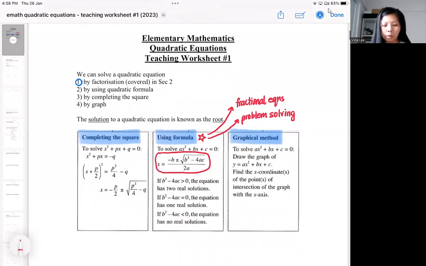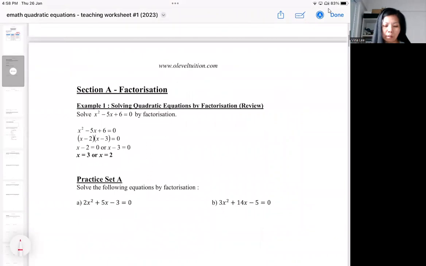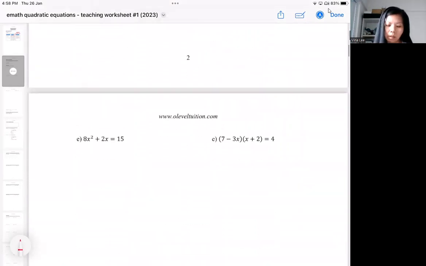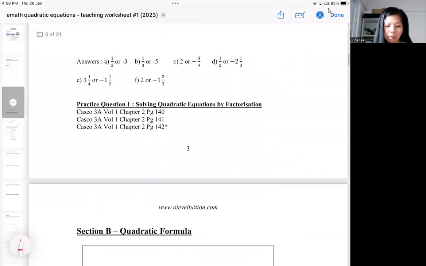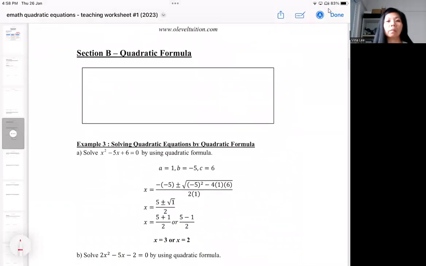If you run through this worksheet, the first part, section A, is factorization. You can take it as a warm-up. That is just your Sec 2 work, just a review. So I'm going into the quadratic formula portion. The quadratic formula is specifically to solve an equation that looks like this. So this is the quadratic format.